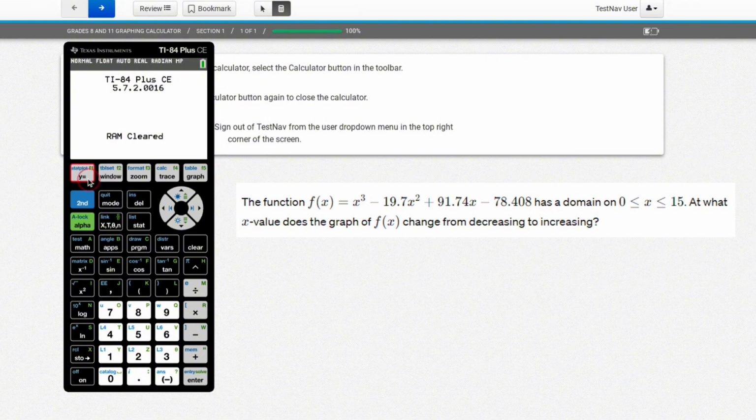All right, so let's go to y equals and type our guy in. X cubed is going to look like that. Then I have minus 19.7x squared, so minus 19.7x. Here's the squared button. Plus 91.74x. Minus 78.408, so minus 78.408. What I'm trying to do is find out where this guy is decreasing to increasing.